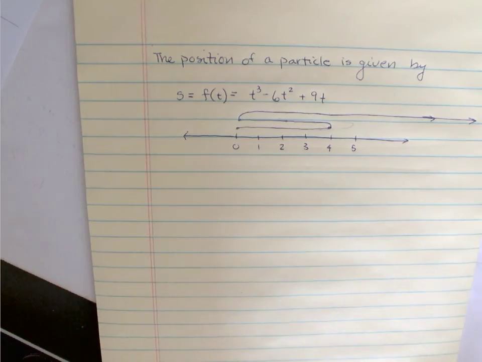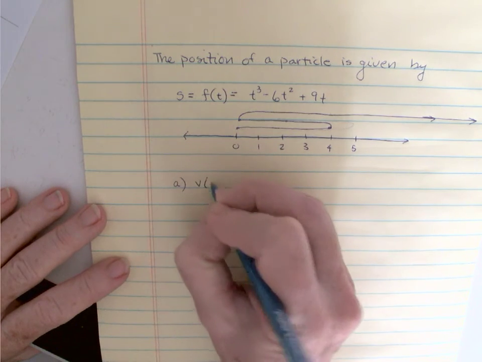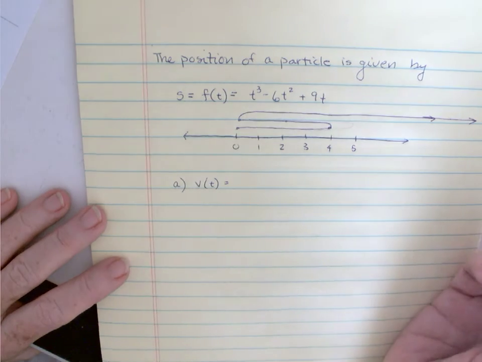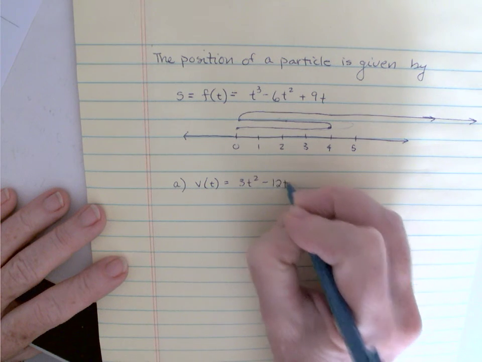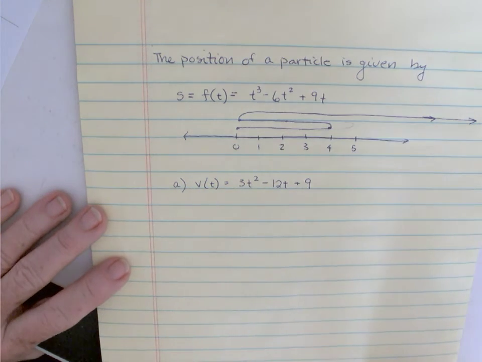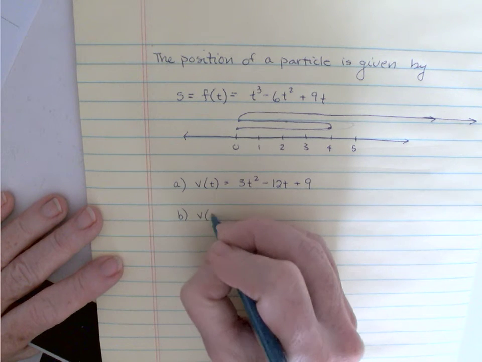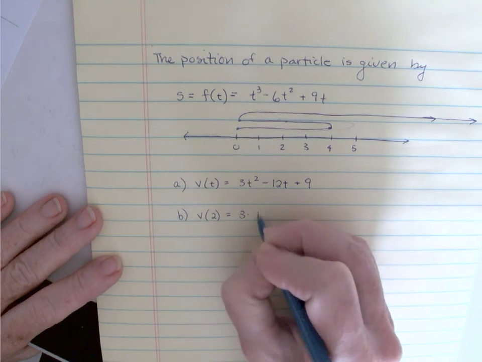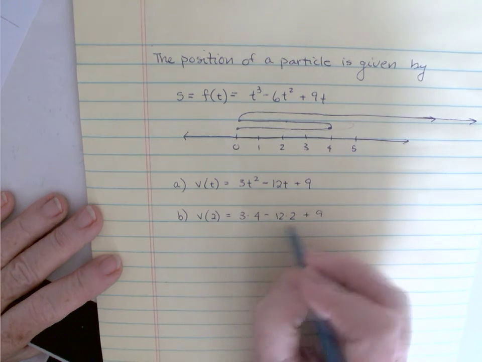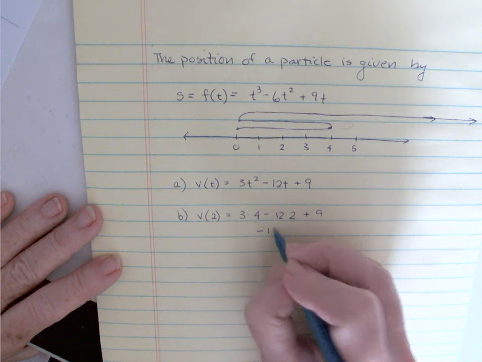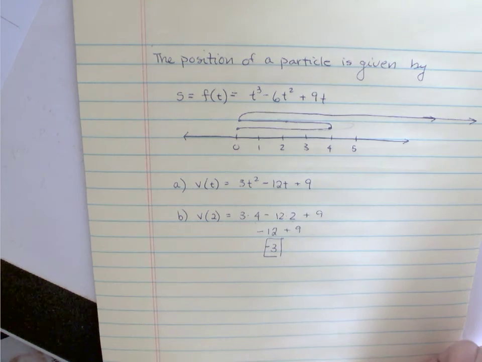So for part A, they want to find the velocity. Well, velocity is the rate of change of position. So that's just the derivative. The derivative here is really easy: 3t squared minus 12t plus 9. And then the next question is, what is the velocity after 2 seconds? So I can plug in 2. That's going to be 3 times 4 minus 12 times 2 plus 9. So that's 12 minus 24, which gives us negative 12 plus 9, and we get a velocity of negative 3.